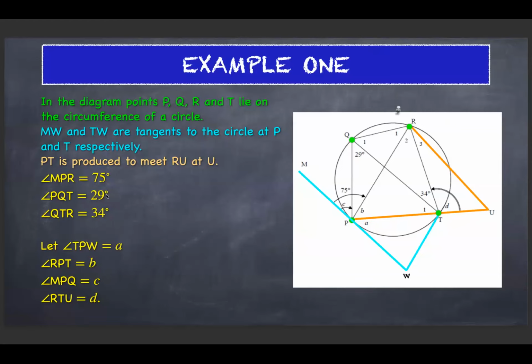And then it also gives us some other information that is already on the diagram: angle MPR, which is this angle here, is 75 degrees. Then angle PQT, which is over here, is 29 degrees. And then angle QTR is 34 degrees. And then we've labeled some of these angles as A, B, C, and D. So I guess it's not really a spoiler to say that we want to find out now what is A, what is B, what is C, and what is D.